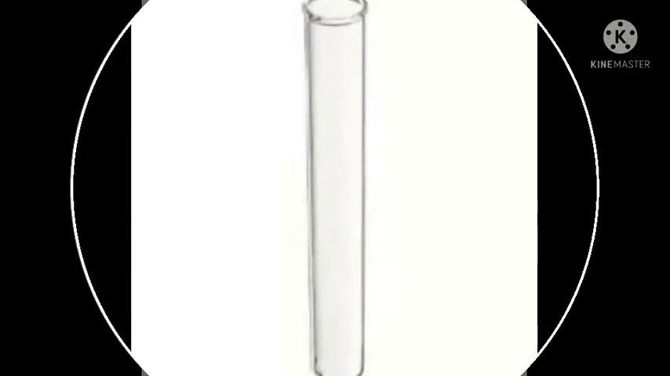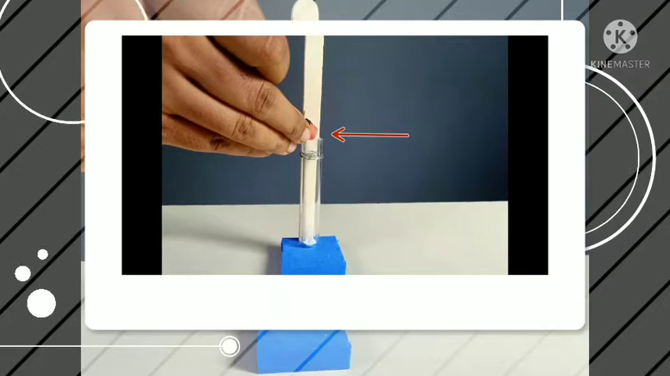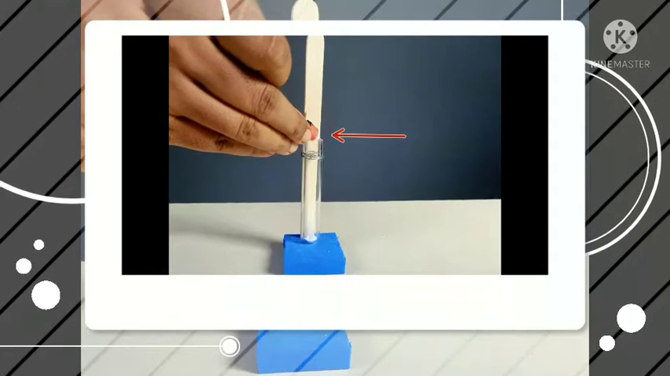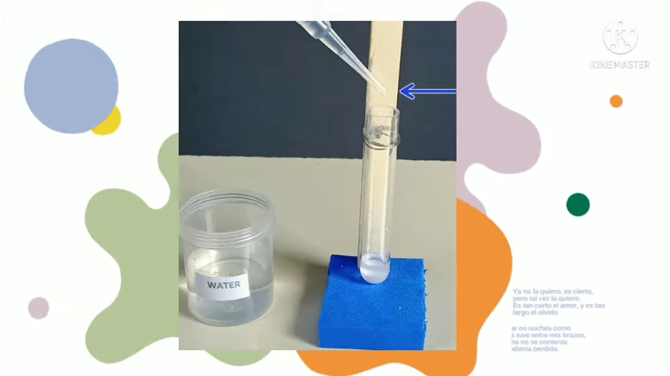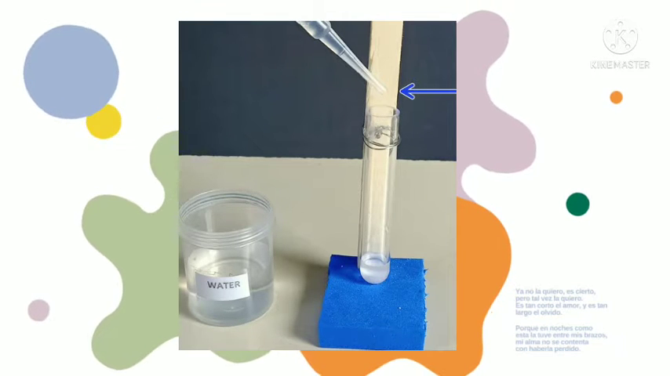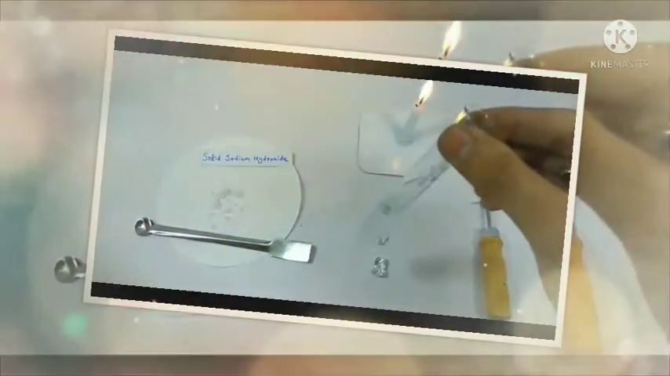Take a test tube and drop 3/4 pellets of sodium hydroxide, that is base. Add some water, and now we have to prepare a fresh solution of sodium hydroxide. Drop a piece of aluminium foil to the solution. We can see tiny bubbles of gas in the solution.